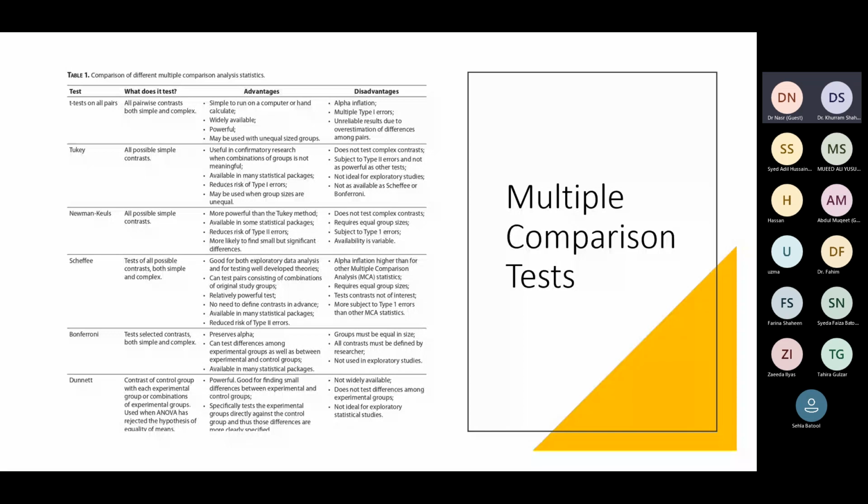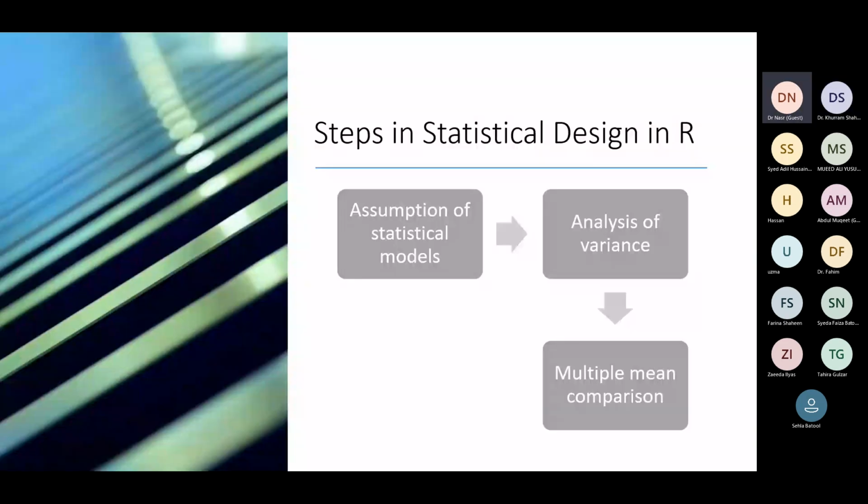Dr. Sahab, I have a question here. Yes, please. You have shown so many tests here. Just like the t-test is very common and easy, all of us are very familiar. But there are Tukey, Newman-Keuls, Scheffé, and Bonferroni. So do we select which one according to the nature of our data, or do we perform all the tests simultaneously, or maybe one by one?